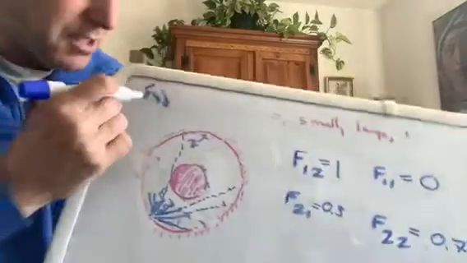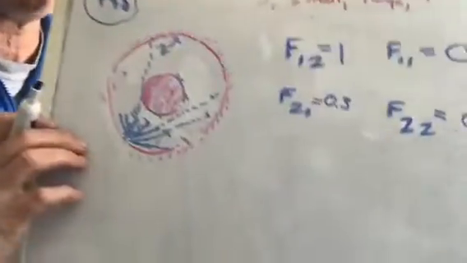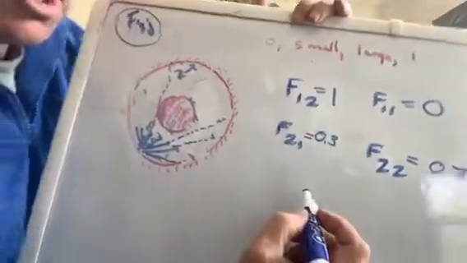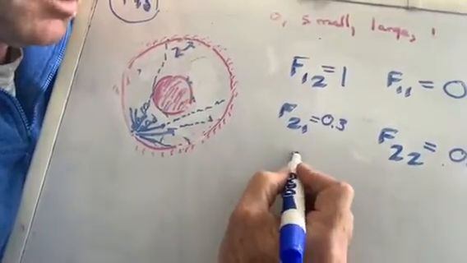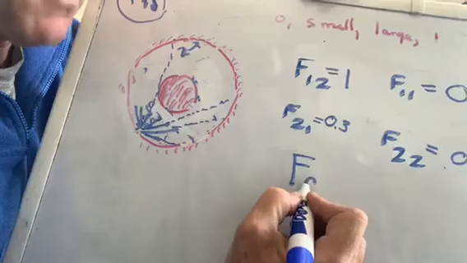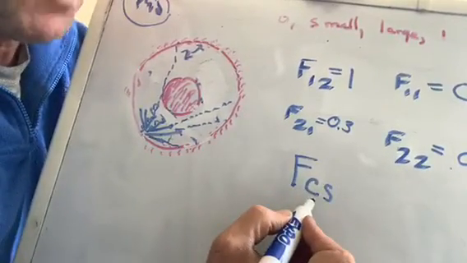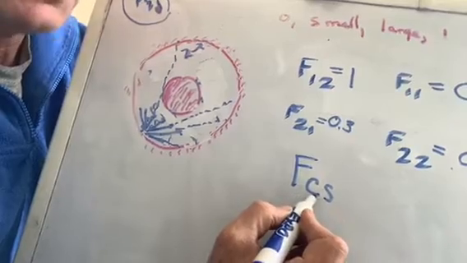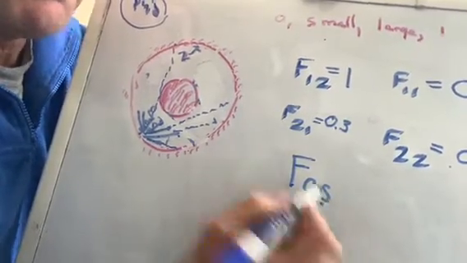All right, so that's a little bit of review of Fij, and before we go on, a quick note on the equations that we did last time. Probably the main one that we have in that equation is FCS, and that is the fraction of the radiation leaving the collector that ends up hitting the sky. Okay, more on that in just a minute.